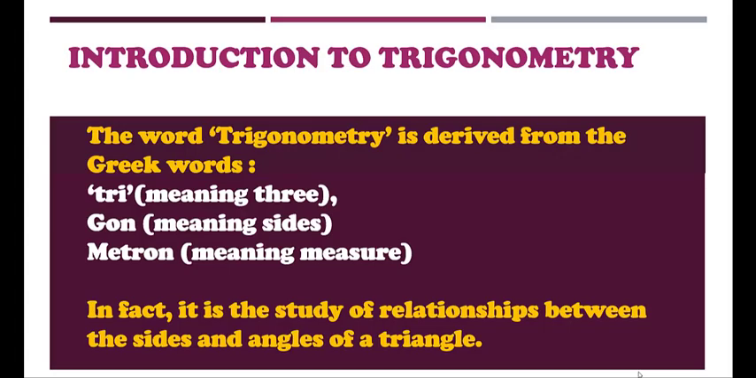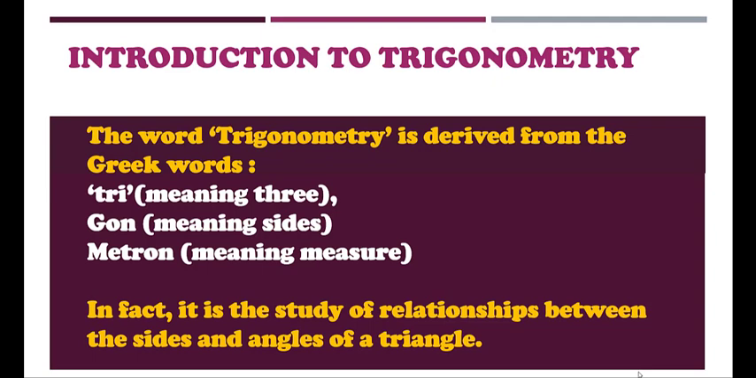Chapter 8. Introduction to Trigonometry. The word trigonometry is derived from the Greek words tri, gon and metron. Tri means 3, gon means sides and metron means to measure. In fact, it is the study of relationship between the sides and angles of a triangle.